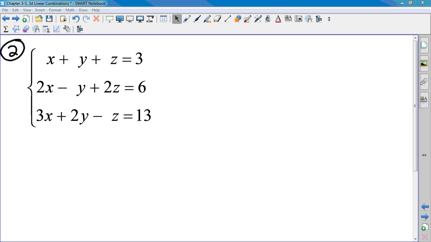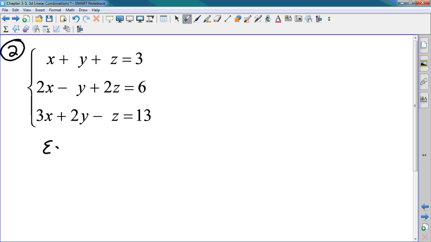Did you choose to eliminate? Y. Okay, we're eliminating y. So I'm going to choose two of the three equations and eliminate y. I'm going to choose 1 and 2 because those are nice ones and they go away easily. Okay, because it's positive 1 and negative 1.